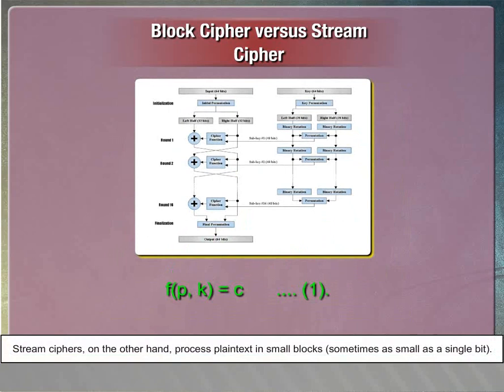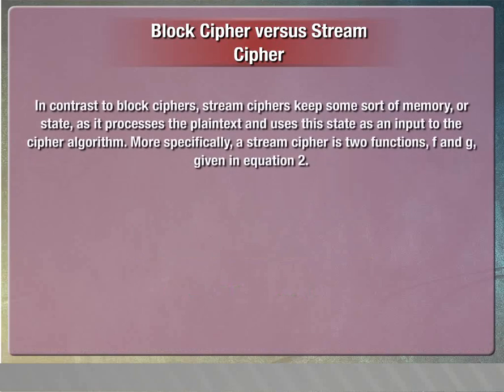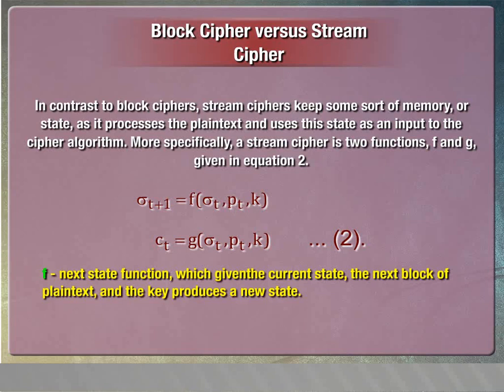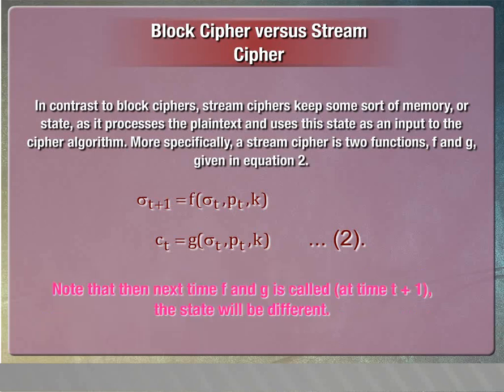Stream ciphers, on the other hand, process plaintext in small blocks, sometimes as small as a single bit. In contrast to block ciphers, stream ciphers keep some sort of memory or state as they process the plaintext and use this state as an input to the cipher algorithm. More specifically, a stream cipher is two functions f and g given in equation 2. Sigma t plus 1 is equal to f of sigma t, pt, k. Ct is equal to g of sigma t, pt, k. Equation 2. f is the next state function which, given the current state, the next block of plaintext, and the key, produces a new state. g is the output function which, given the same three inputs, produces a block of ciphertext as output. Note that the next time f and g are called, at time t plus 1, the state will be different.